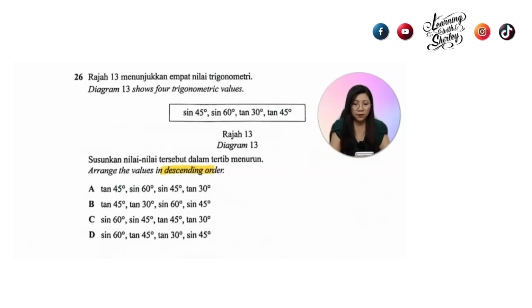So sine 45, we get 0.7071. And then sine 60 we get 0.866. Tangent 30 we get 0.577, and tangent 45 is 1. Now we're going to arrange from biggest to smallest. So biggest is tangent 45, second biggest sine 60, third biggest sine 45, and the smallest is tangent 30.